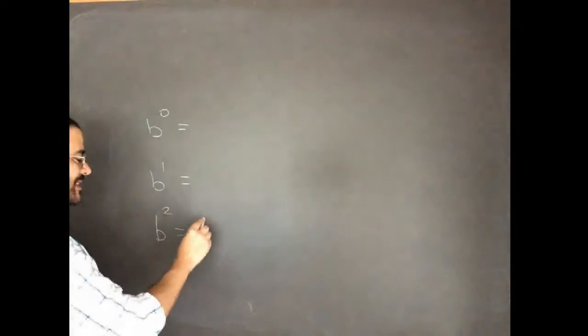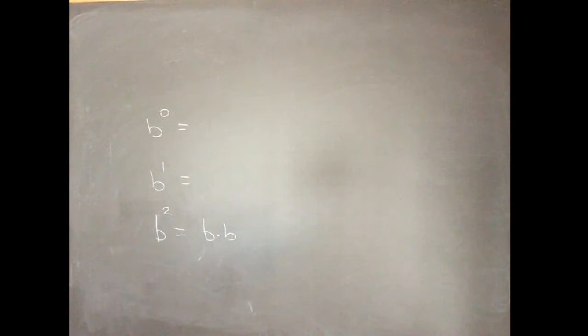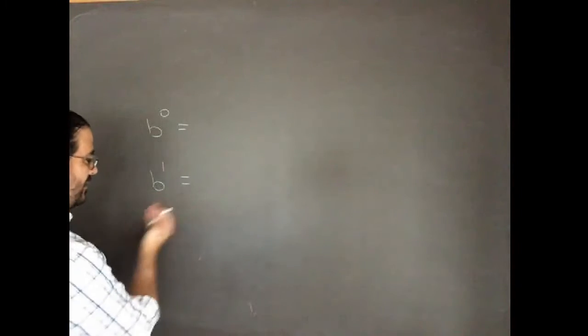Well, let's think about b squared then. So b squared is b times b, right? You multiply b by itself. So yeah, b to the 1 is just b, right? 2 to the power of 1 is 2, 3 to the power of 1 is 3. So anything to the power of 1 is just itself, right?